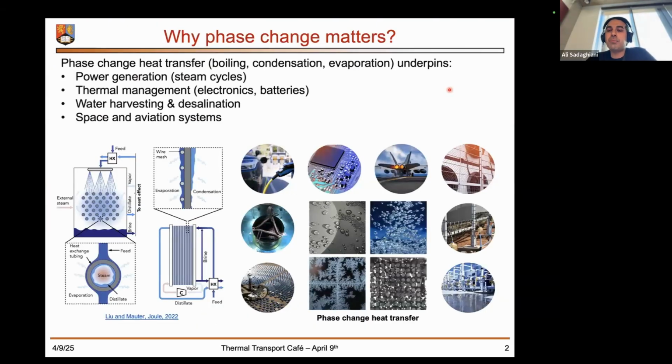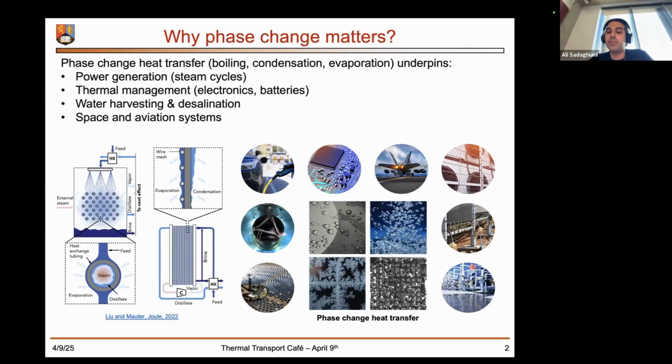Phase change heat transfer takes place in many industrial processes and natural phenomena, from energy generation to energy transportation, to thermal management and electronic cooling, refrigeration and HVAC, water desalination and distillation. It has a very fundamental role on the system performance.